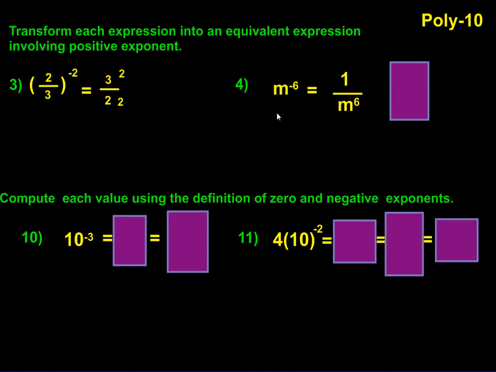And we're going to do the same thing for number 4, m to the negative sixth. So that's going to equal 1 over m to the sixth.